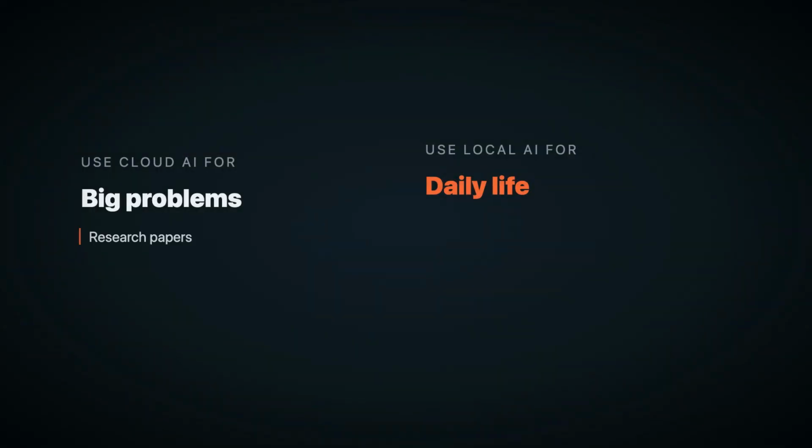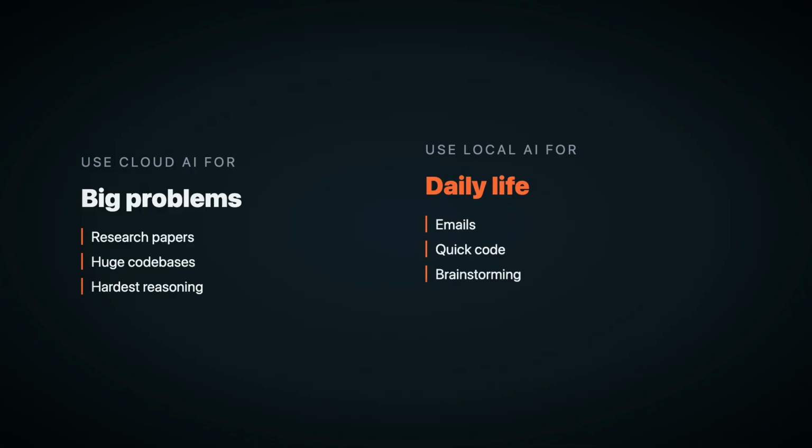Here's the honest read. Local AI like Gemma 4 isn't as smart as the absolute biggest cloud models on the hardest problems. If you need to write a research paper or debug a giant code base, cloud AI still wins. But for the daily stuff, writing emails, quick code, brainstorming, summarizing, learning something new, Gemma 4 on Ollama is fast, free, and totally private. I use it every single day.